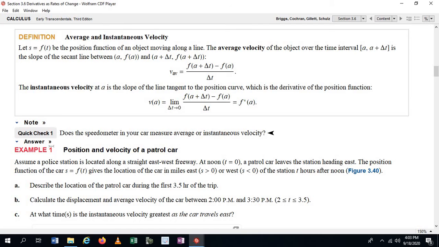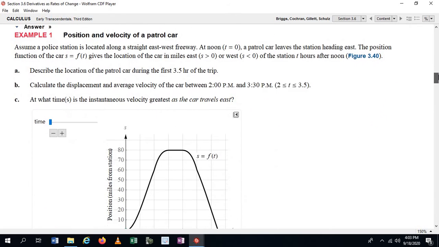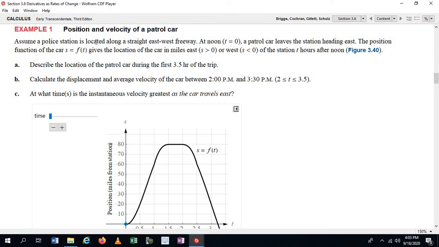Okay, so let's look at this first example. So in this example, we have a police station that is located on an east-west freeway. At noon, which is t equal to 0, a patrol car leaves the station heading east. The position of the car, s equal to a function of time, right? That's the position function as a function of time, gives the location of the car in miles, east when the position is greater than 0, or west when the position is less than 0, of the station t hours after noon.